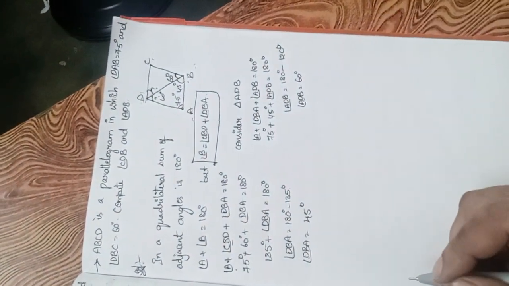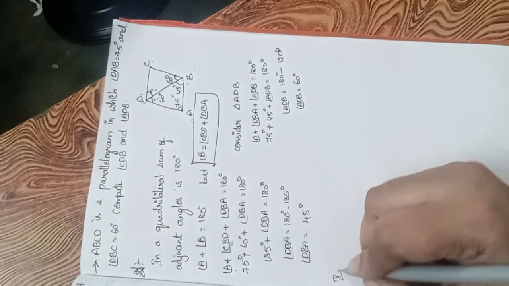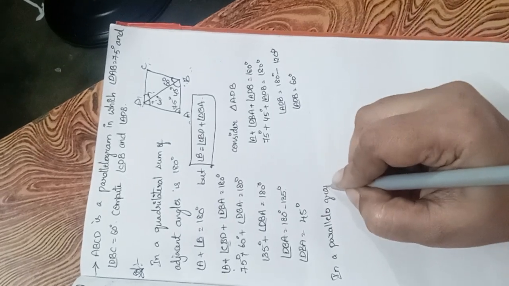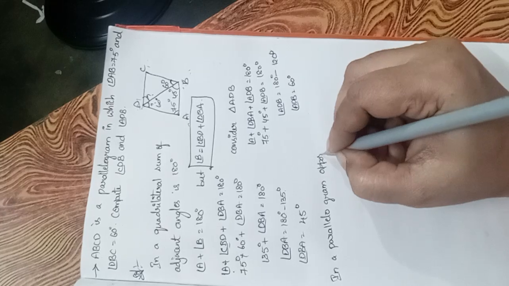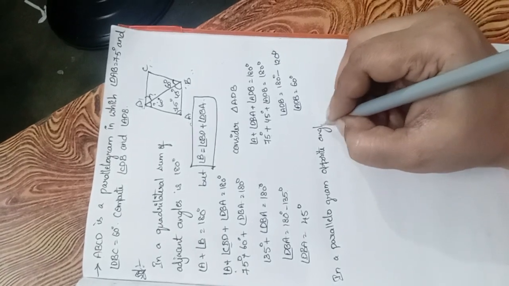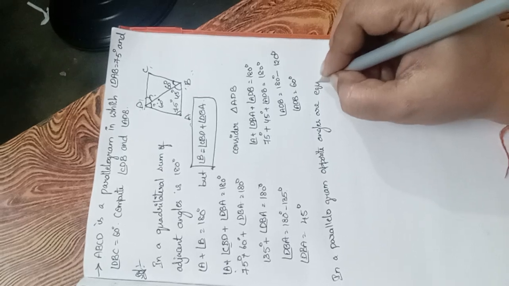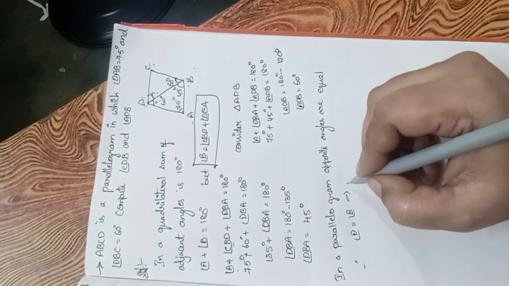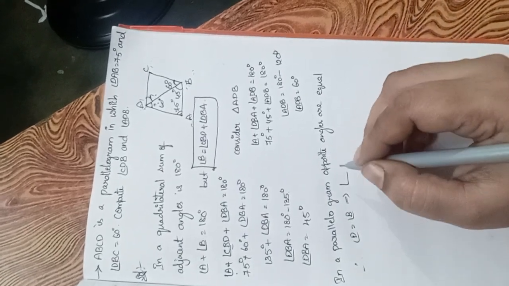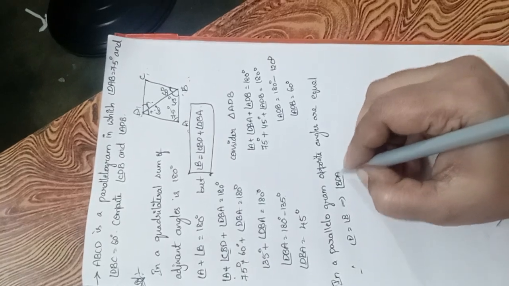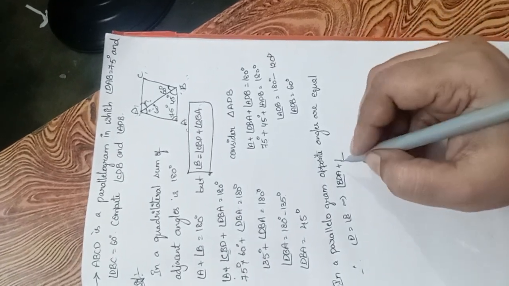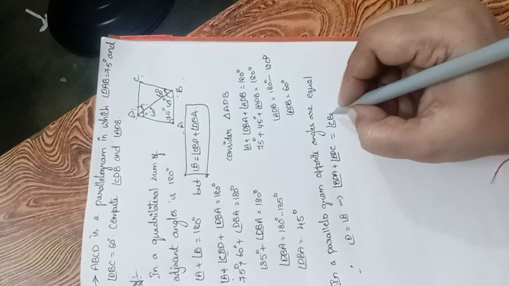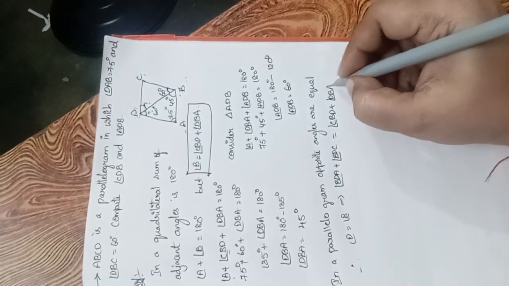Now, in a parallelogram, opposite angles are equal, right? Opposite angles are equal. Therefore, angle D equals angle B. But what we know is angle D is angle BDA plus angle BDC, which equals angle CBD plus angle DBA, right?